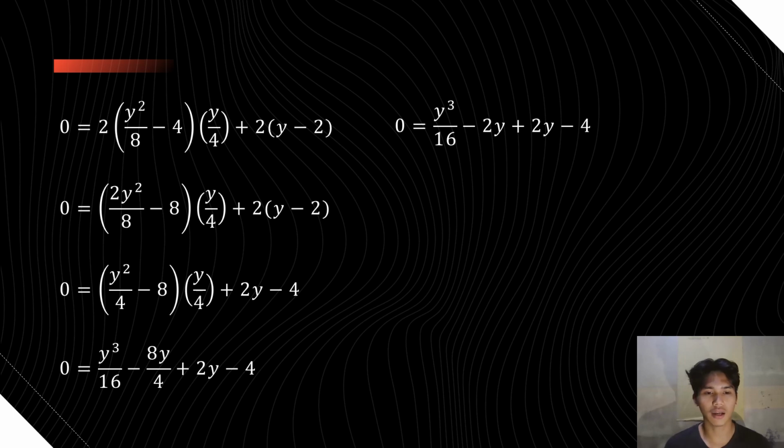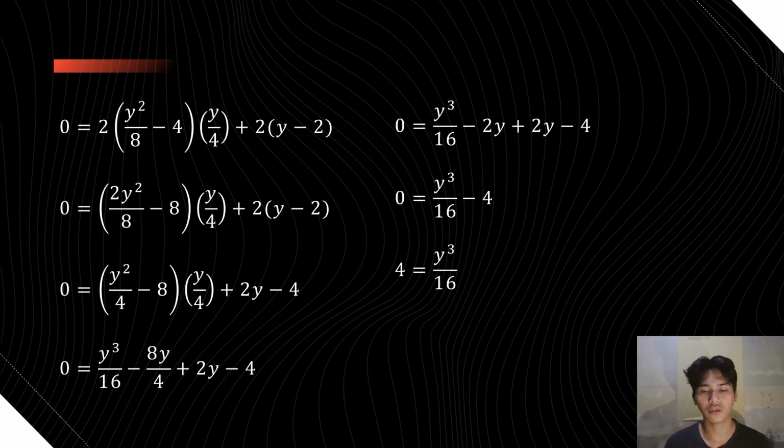We notice that the 8y over 4 can be divided. So we write it as y cubed over 16 minus 2y plus 2y minus 4. Then we notice again that the negative 2y plus 2y can be cancelled. So it becomes y cubed over 16 minus 4. Then we transpose the negative 4 to the right side, so the negative 4 becomes positive. Then we proceed to cross multiplication.